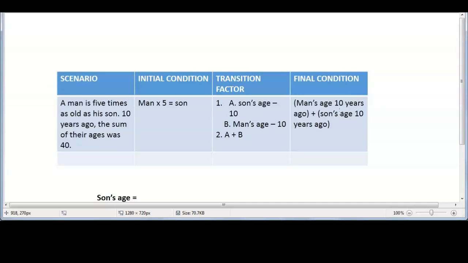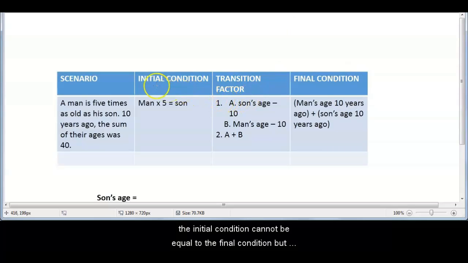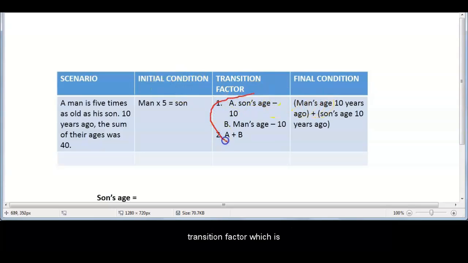So that means the initial condition cannot be equal to the final condition, but an action has to be performed on the initial condition to change it to the final condition. So the transition factor, which is this, is equal to the final condition, which is this. This is equal to this. Okay.